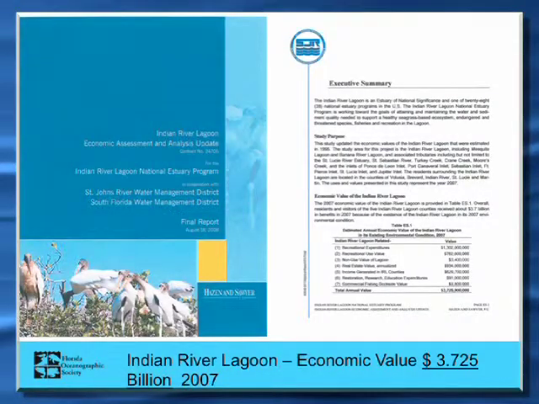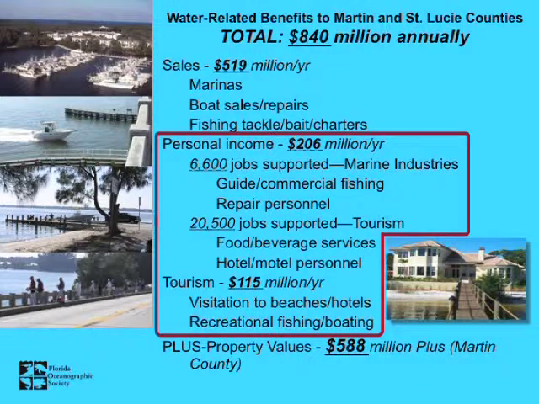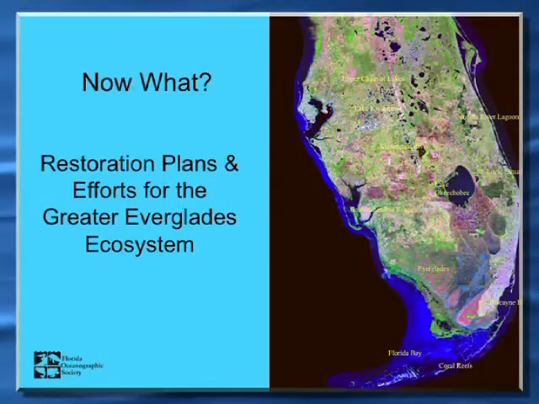It's even been equated to an economic value, in some studies not too long ago, of about $3.7 billion a year. And in Martin and St. Lucie County alone, there's about $840 million a year attributed to the water and water-related benefits, including about 26,000 jobs. So there are some really direct benefits, and the economies are affected, not only the ecology or the environments affected by the system. So now what?